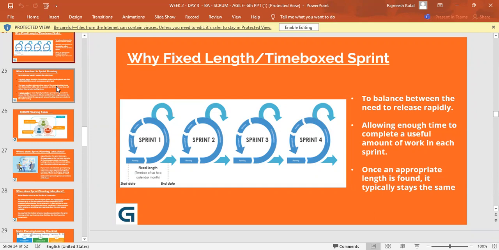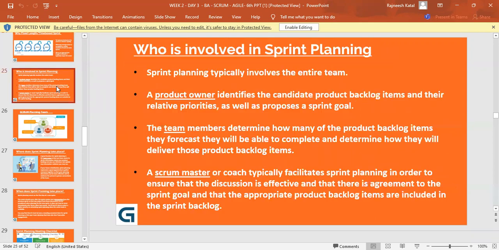But what it says is, once you decide that it is 4 weeks, we are expected to stick to it. So that's why it says, once an appropriate length is found, the duration is considered, it typically stays the same. So you don't on purpose change the duration of this sprint. Okay? Does it answer your question, Akhil? Yeah. Okay, great. Thank you for asking.